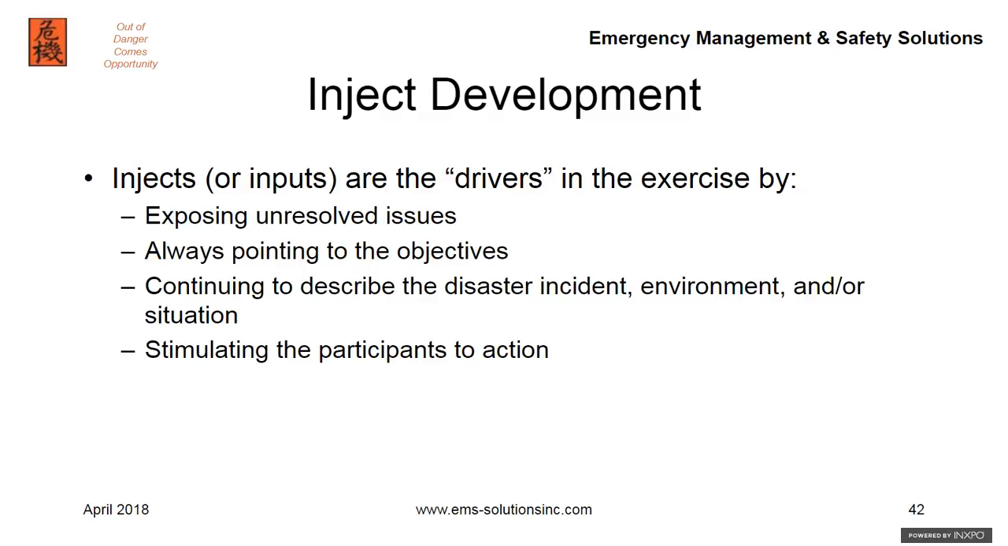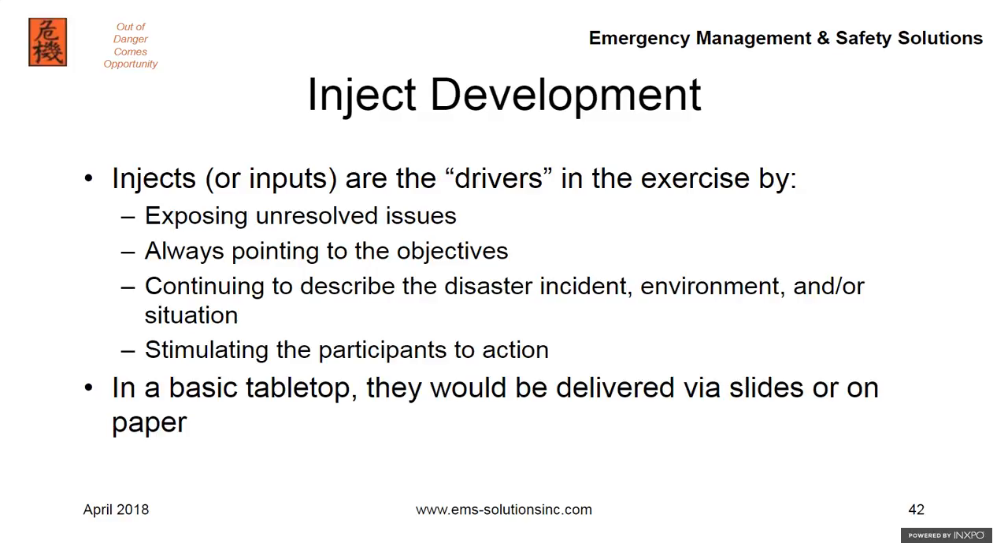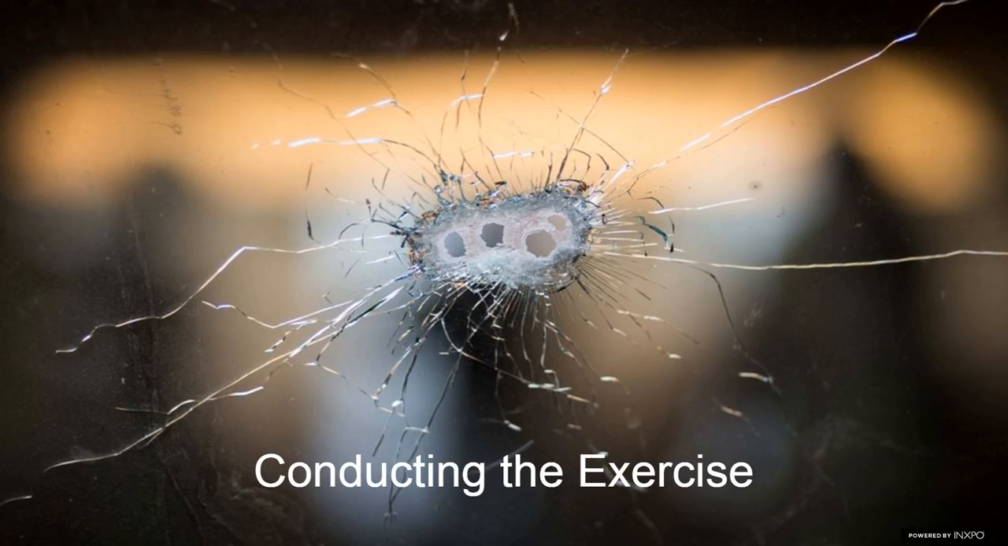You start with the baseline narrative, and the injects are constantly exposing things that are not resolved. They're always going back to the objectives. So if one of the big objectives is social media, you can bet I'm going to drop in a zillion injects that are Twitter comments or Facebook posts, so that it will continue to move the story forward. What we're trying to do is get the participants, the exercise players, to do something. And that's what the inject does. In a basic tabletop, you could deliver these by slides, or you can hand them out as individual notes to different people within the exercise.